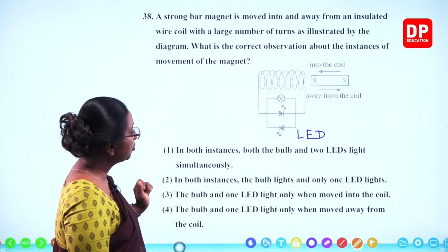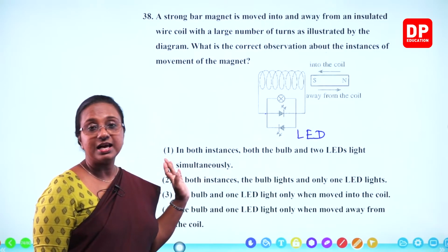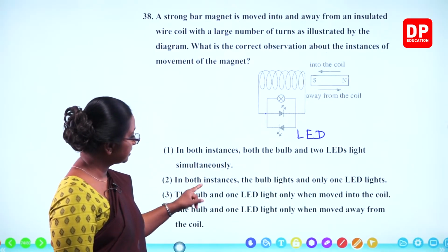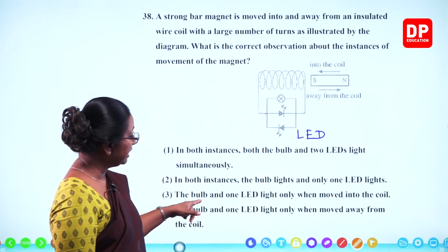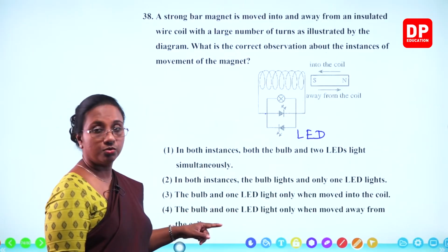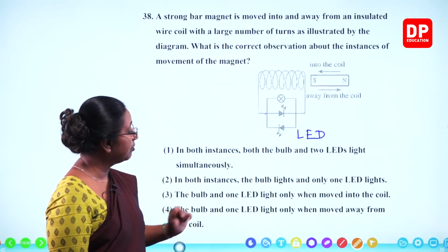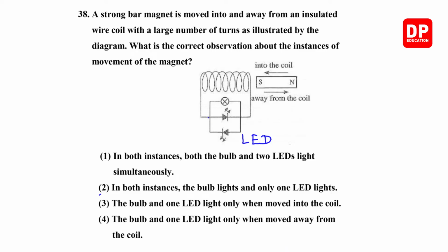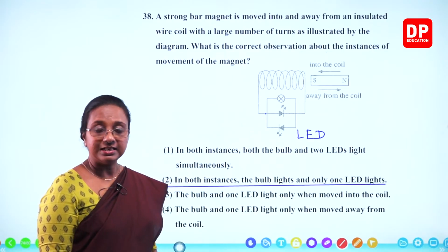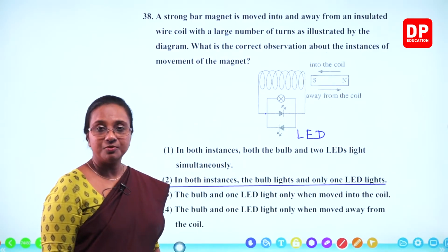In both instances, both the bulb and two LEDs light simultaneously. That's not correct. Both LEDs can't light simultaneously. In both instances, the bulb lights and only one LED lights. That's correct. The bulb and one LED light only when moved into the coil? No. When moving out also it lights. The bulb and one LED light only when moved away from the coil. That is also incorrect. So, the correct answer is in both instances the bulb lights and only one LED lights. I am sure you all can understand that. With that, students, I'll move on to the next question.